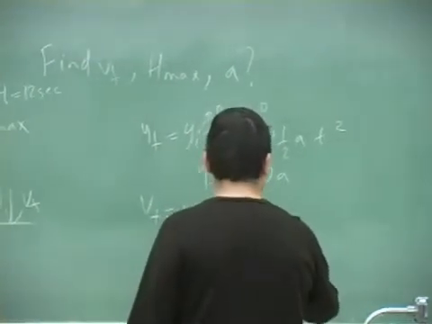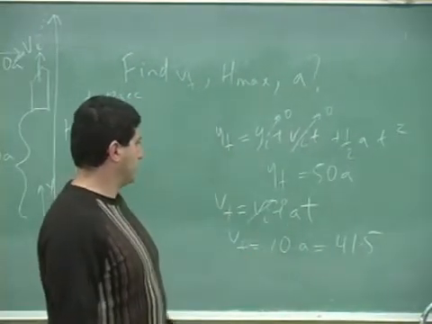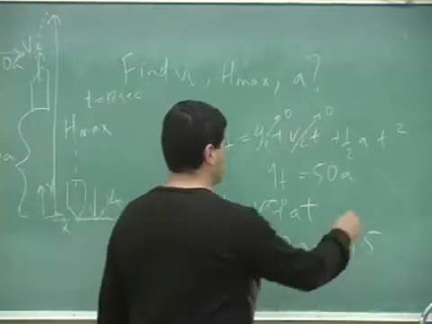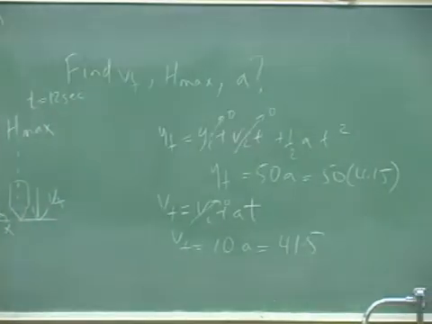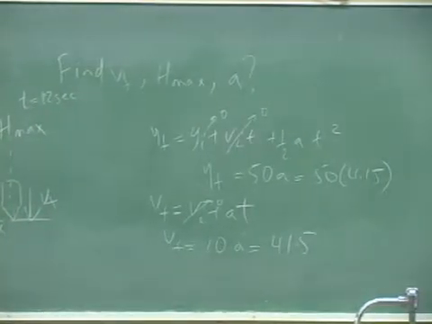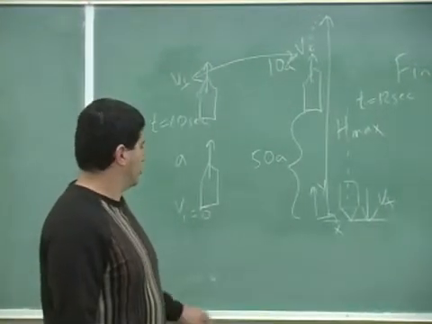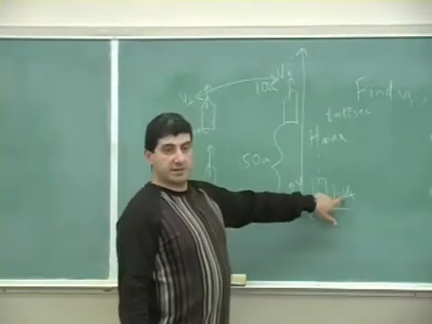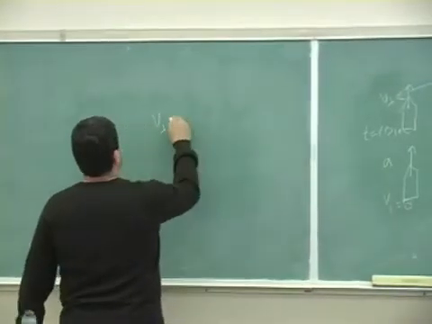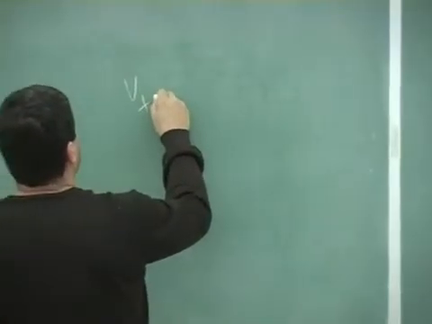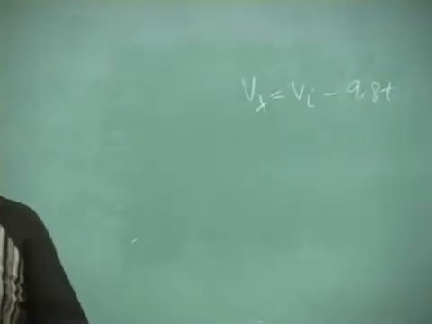So that's 41.5. And then you can get the Y final, 50 times 4.15. Then what can you do? Then if I want to know the V final here, I could use the... That's probably the easiest one to solve for the V final.